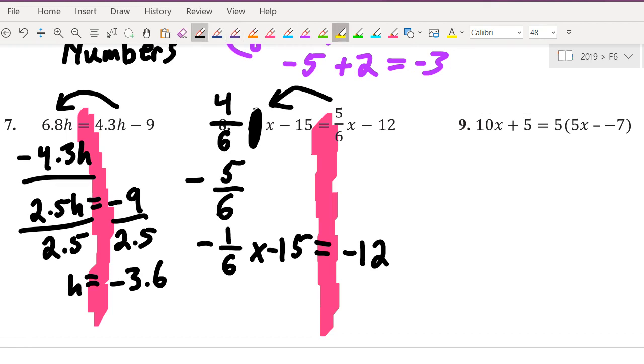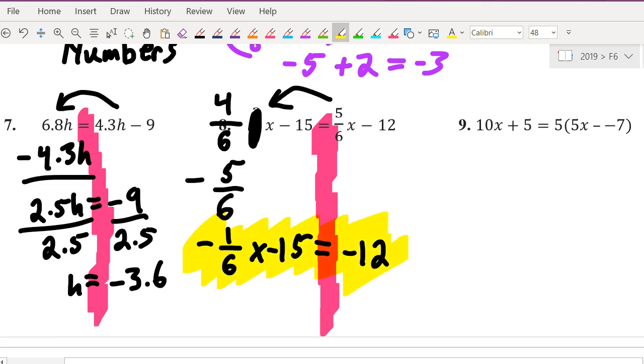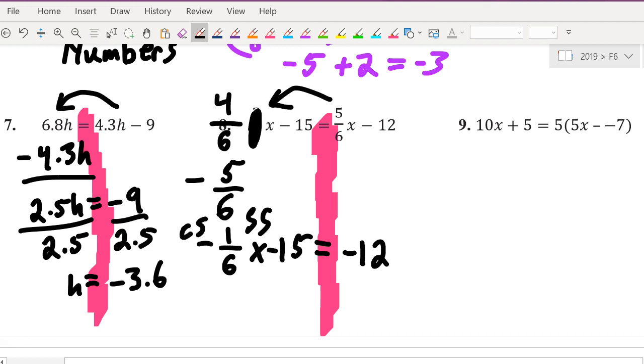No. We're looking at this. Who's the superstar? X. Good. Who's the co-star? Negative 1/6. And who's the extra? Good. Okay, add 15 on both sides. Okay, negative 1/6 x equals positive 3.